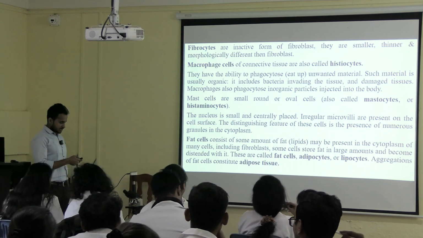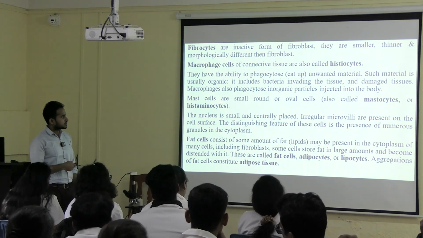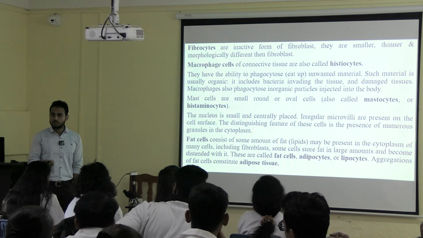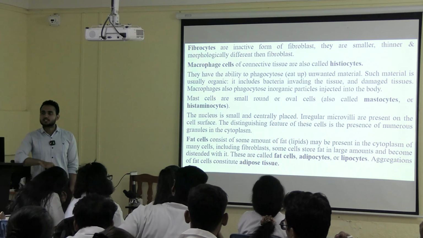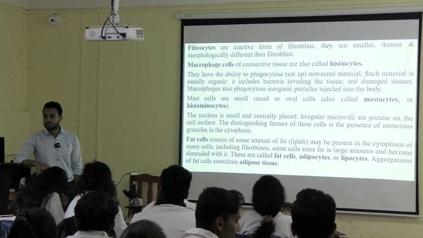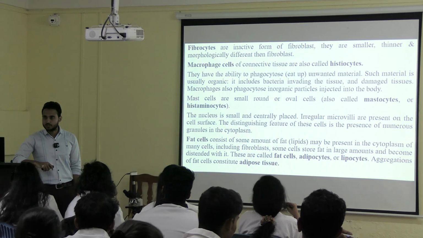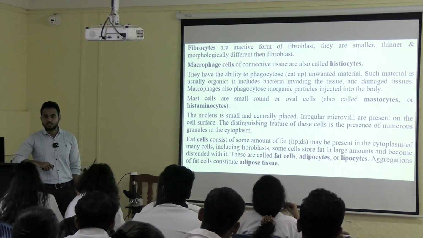Next, mast cells. Mast cells are also called histaminocytes. Why? You already know that, because these are the precursors of histamine, which causes hypersensitivity reaction in our body. Regarding hypersensitivity reactions, you will study the different types in microbiology.